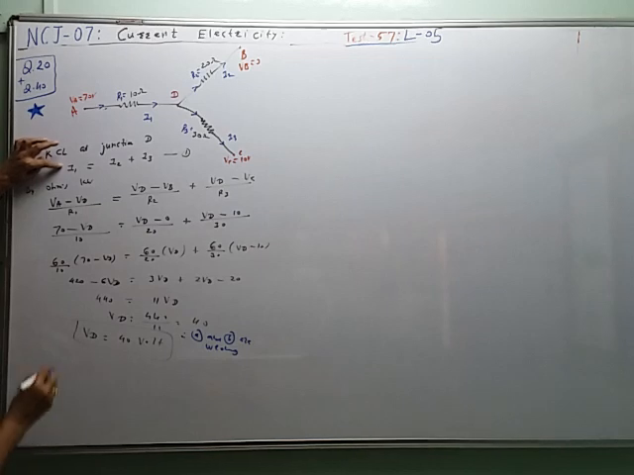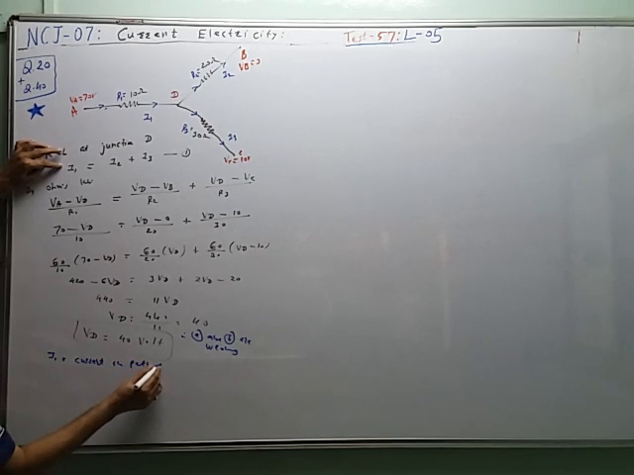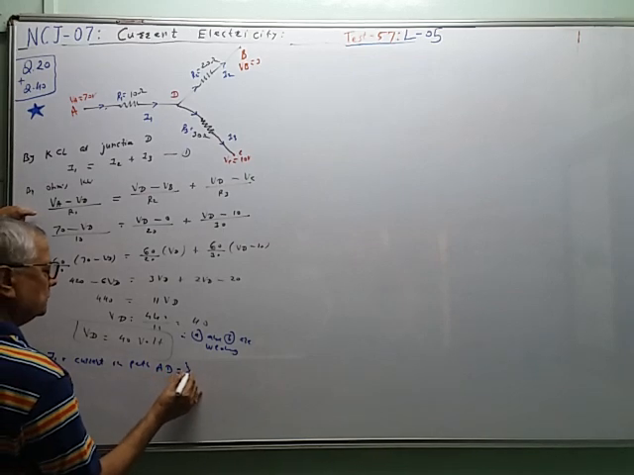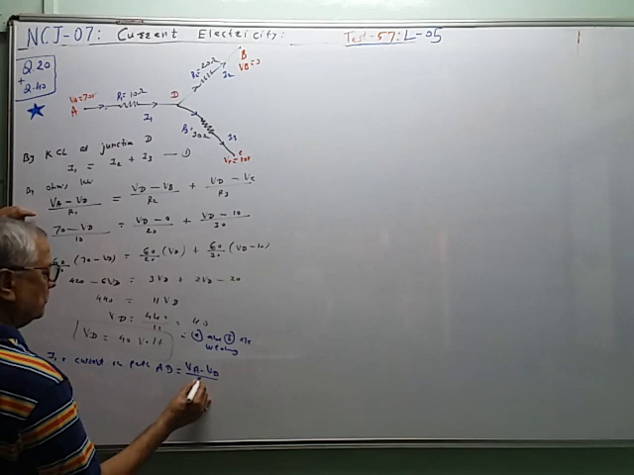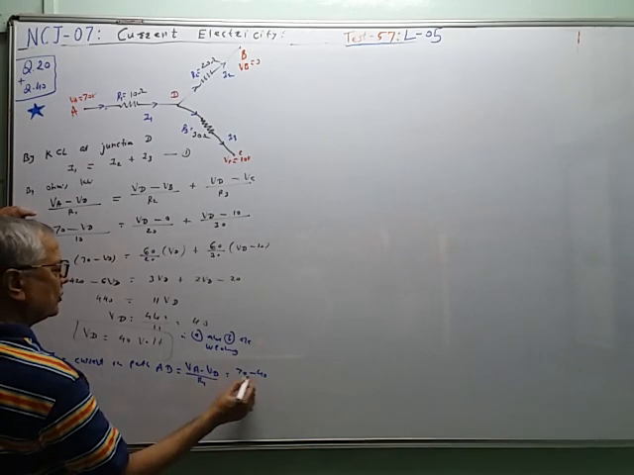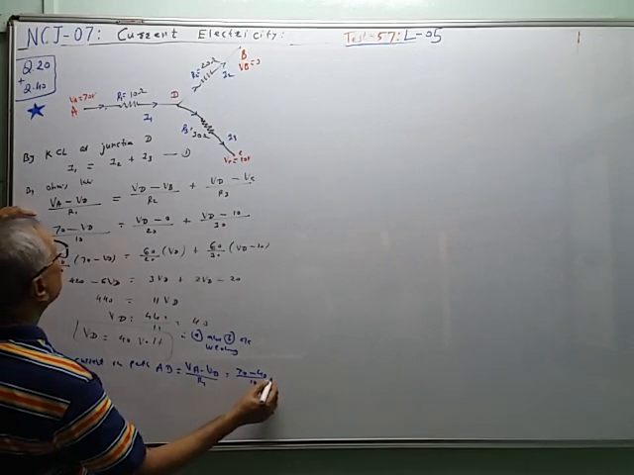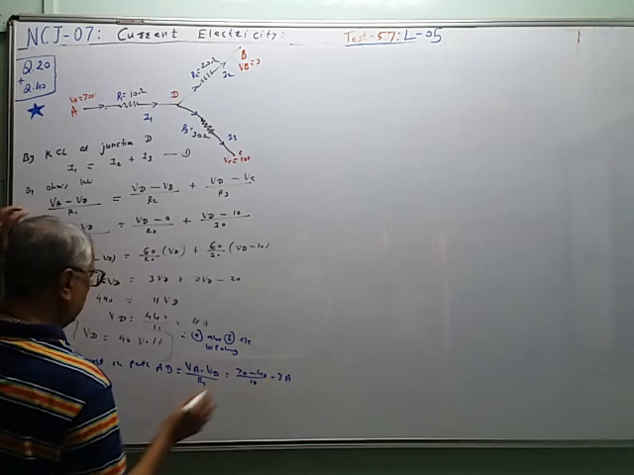Now using this formula we can find I1. I1 is equal to current in the path AD is equal to VA, now we know VD, VA minus VD upon R1. So 70 minus 40 upon 10. So that is equal to 30, means 3 ampere.